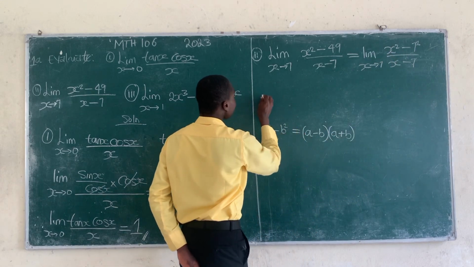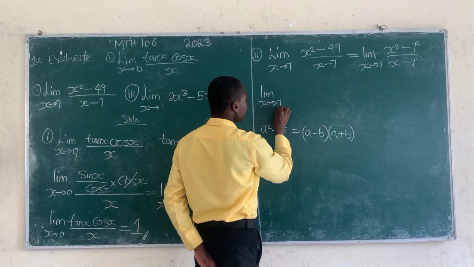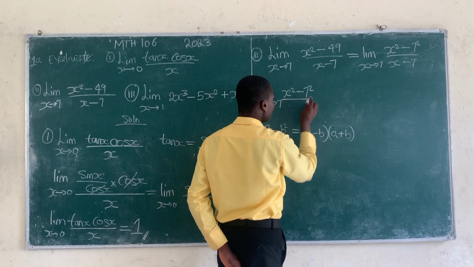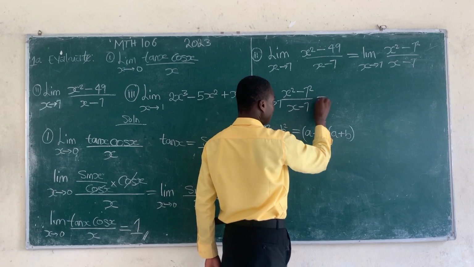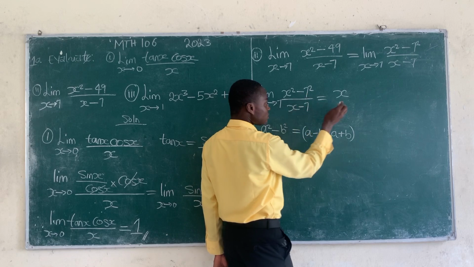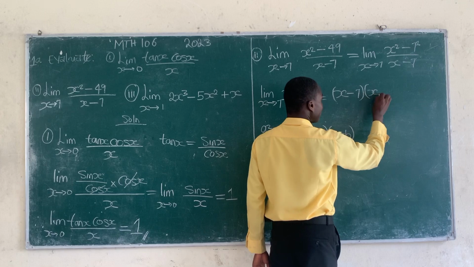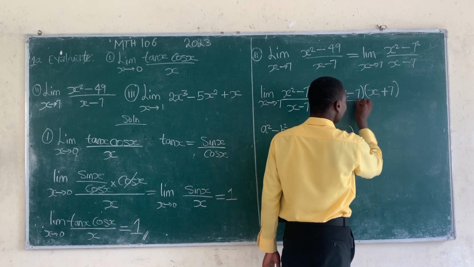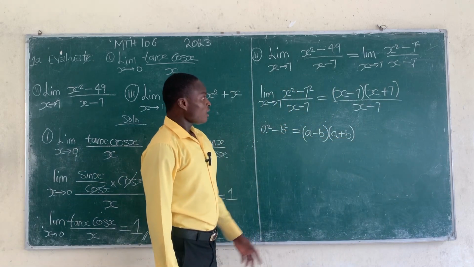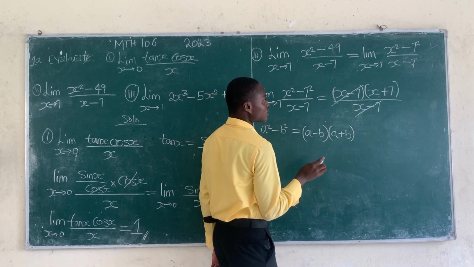So it means that this limit, the limit as x approaches 7 of x squared minus 7 squared over x minus 7, can be written as x minus b, and our b now is 7, so x minus 7 all into x plus 7, over x minus 7. So we have this. And if you observe again, x minus 7 will cancel out x minus 7.